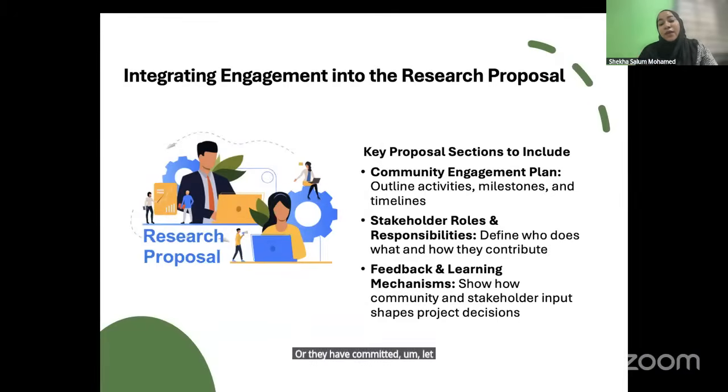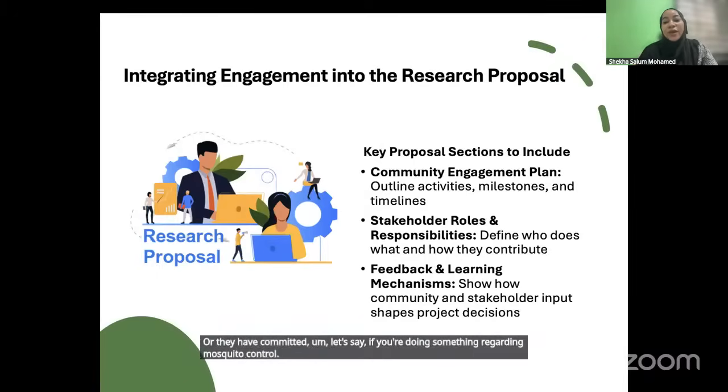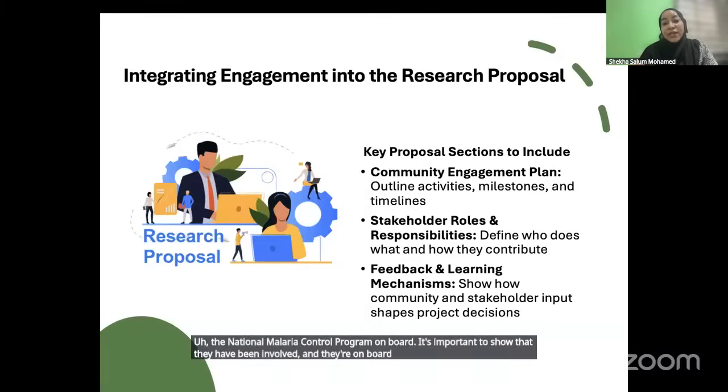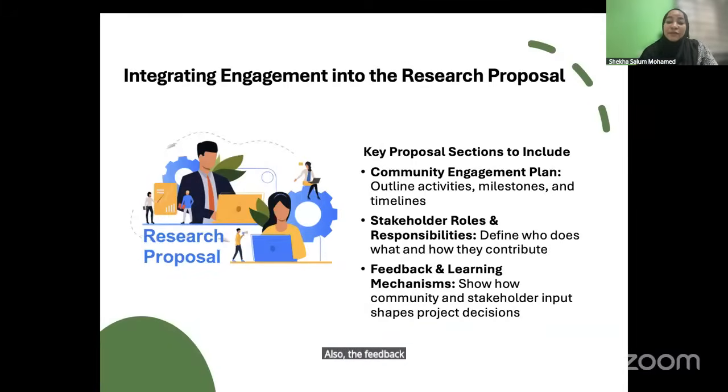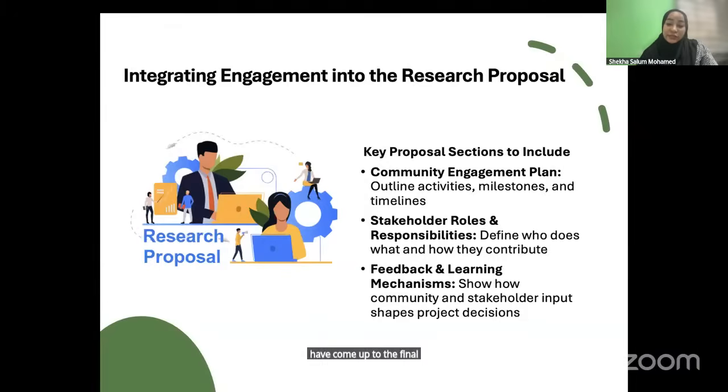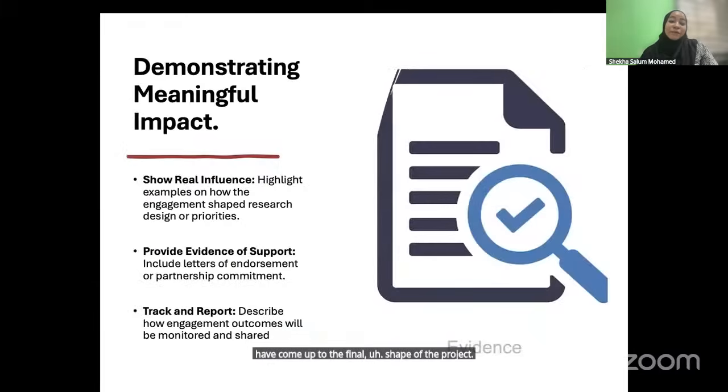Let's say you're doing something regarding mosquito control, it's important that you have the National Malaria Control Program on board. It's important to show that they have been involved, they're on board and supporting, and they have committed support. Also, the feedback and learning mechanism shows how community and stakeholder input shapes the project decisions, and not just the researchers group coming up with the final shape of the project.